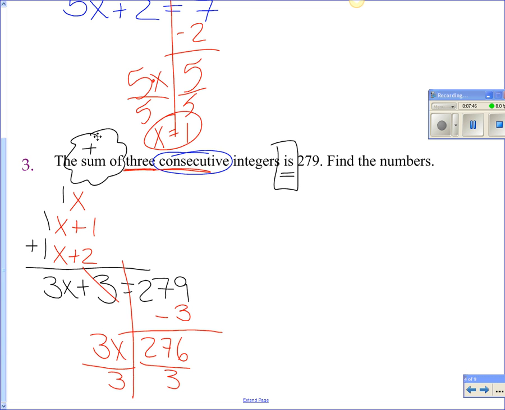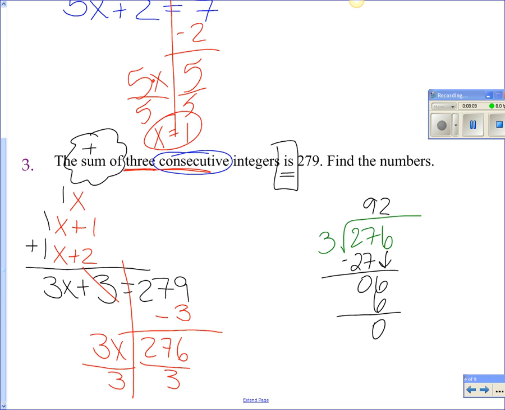All right, we get to do some long division. You got to love it. Does 3 go into 2? Does 3 go into 27? How many times? 3 times 9 is 27. Subtract those, gives me 0. Drop down the 6. 3 goes into 6 2 times. 3 times 2 is 6. So we're done. So we get x is 92. Okay?